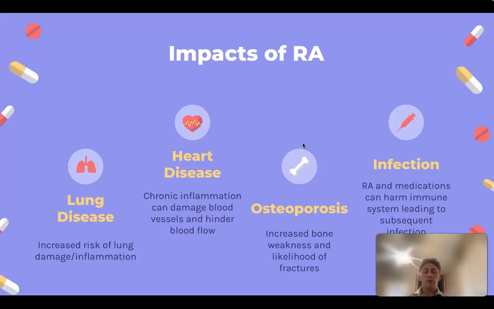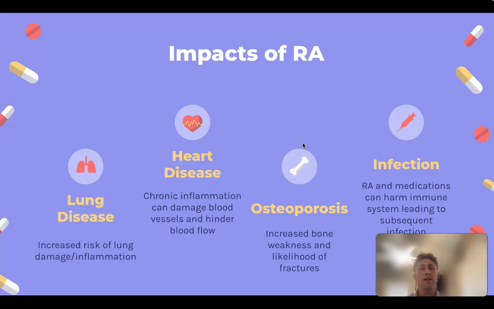So like I mentioned previously, rheumatoid arthritis is mainly just joint inflammation due to the immune system attacking the body's own tissues. And so this inflammation can then impact many other areas of the body, which I'll go over right now in these various impacts of RA. So the lungs can be impacted, so you can develop lung disease as a result of rheumatoid arthritis, and this is typically due to just the increased inflammation throughout the body, which can then lead to increased inflammation in the lungs. Heart disease can result due to chronic inflammation as well.